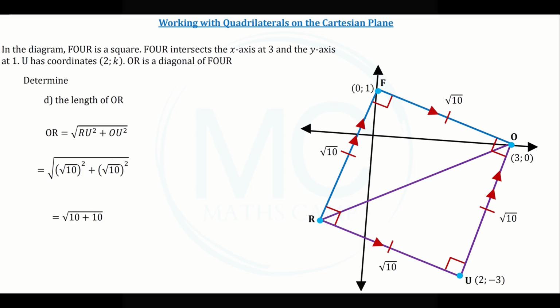10 plus 10 gives us 20. So we can say 20 under a square root. And this is the length of OR in surd form.